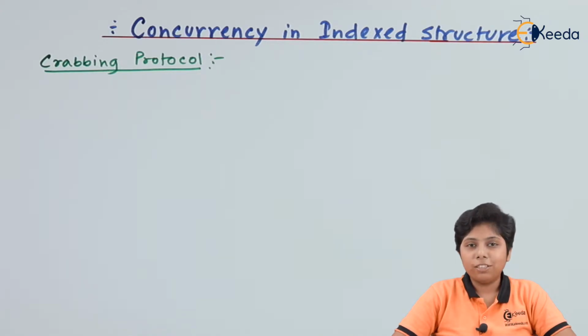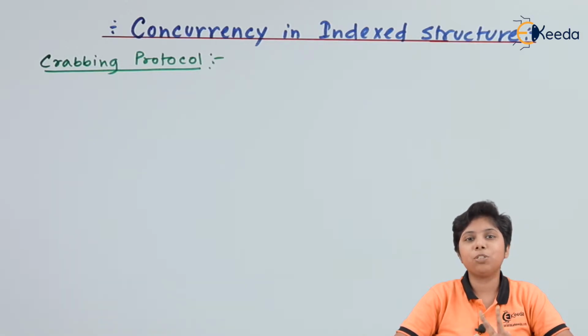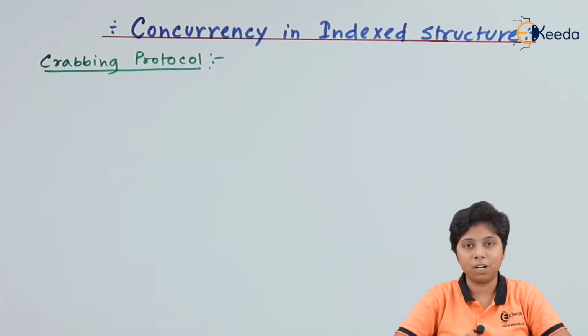When we talk about concurrency in the index structure, it is absolutely acceptable for the transaction to be made between two indexes, until and unless the common indexing is changed between them, resulting in the same database structure. So in the crabbing protocol, first we will talk about the lookups.